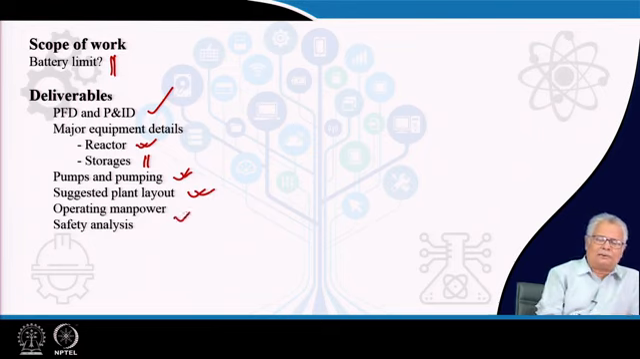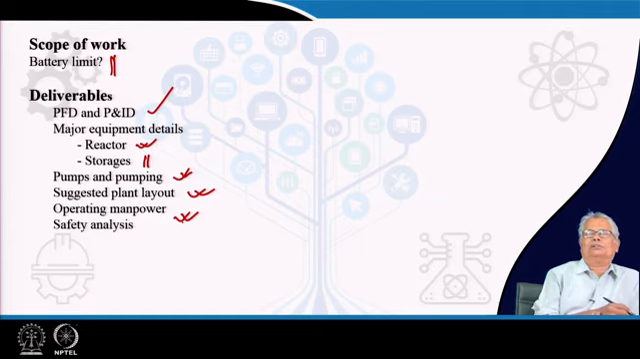The operating manpower you normally decide by different sections. During operation you will normally require one operator to attend to your tankage, one for your reactor, in fact 2 persons for your reactor, and 1 person for your loading and unloading facility. This is apart from the maintenance crew that you will require for regular maintenance, which keeps on happening in every plant.